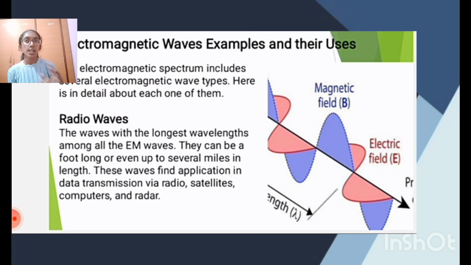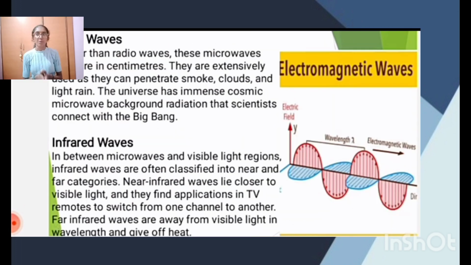As you see in the diagram, the magnetic field, that is B, and the electric field, that is E, as the waves are passing through. The second one is microwaves. Like radio waves, these microwaves are measured in centimeters. They are extensively used as they penetrate smoke, clouds and light rain. The universe has an immense cosmic microwave background radiation that scientists connect to the Big Bang.